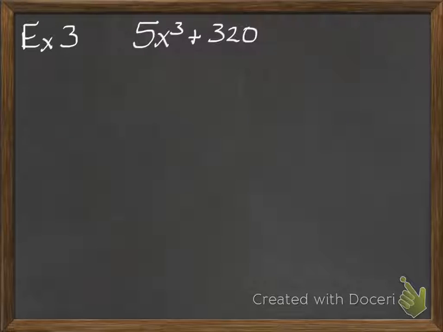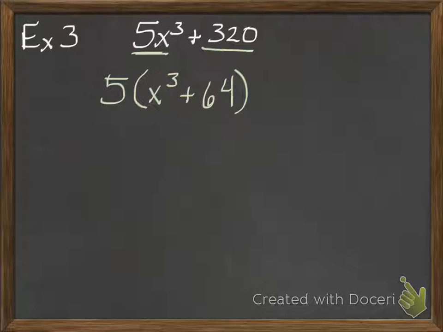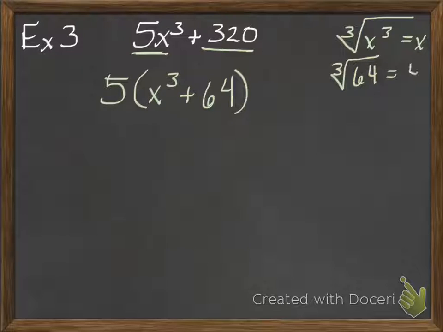Okay, one more time. This time, I look to see is there something that can factor out of both those terms, because there is a coefficient in front of my x cubed. They are both divisible by 5, so I divided 5 out of both terms, leaving me x cubed plus 64. And so I take the cube root of both items, x cubed the cube root of x cubed is x. The cube root of 64 is 4. So that 5 just gets written down in front.